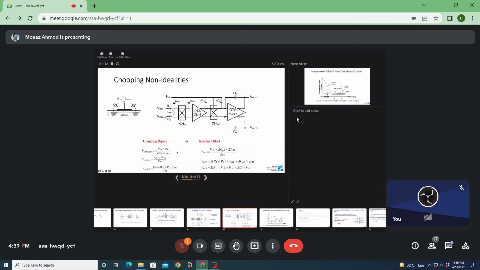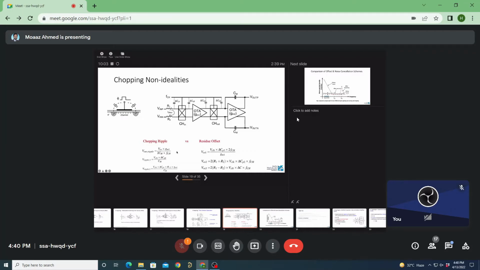So this slide just illustrates the trade-off between ripple and residue offset. The next slide is based on the comparison of offset and noise cancellation schemes. So here we compare the two techniques, auto zeroing with chopping.